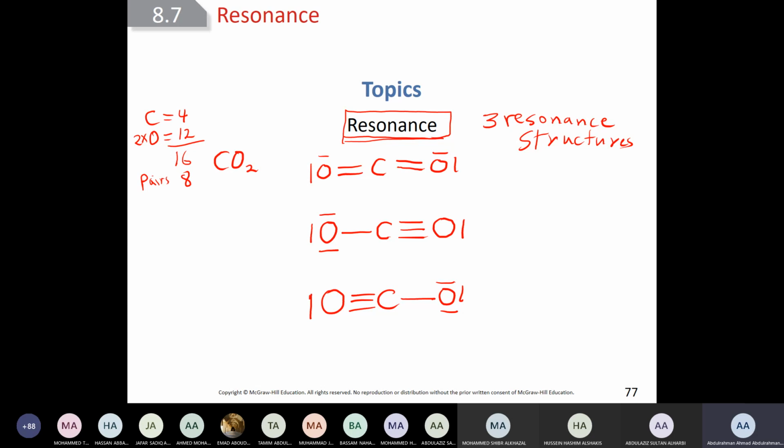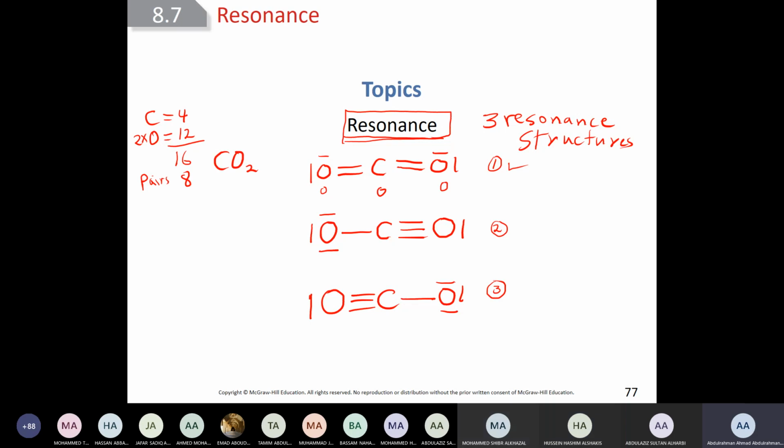Which one of these 3, I'll call them structure 1, 2, and 3, is the best? The first one. Why? Because it has no charge. Look at the formal charge. What's the formal charge on carbon in structure 1? 0. How about oxygen? Also zero. And the other oxygen? Zero. How about the carbon in structure 2?